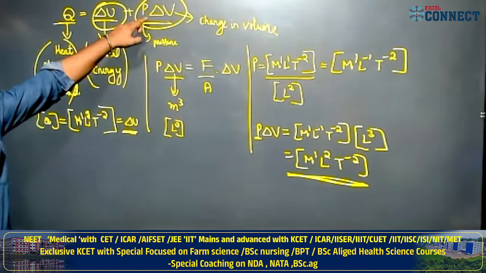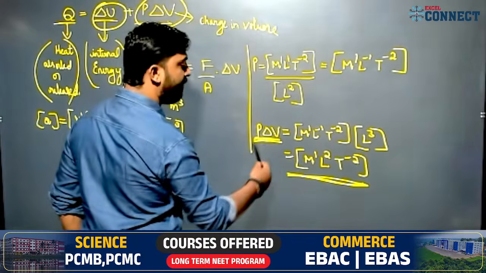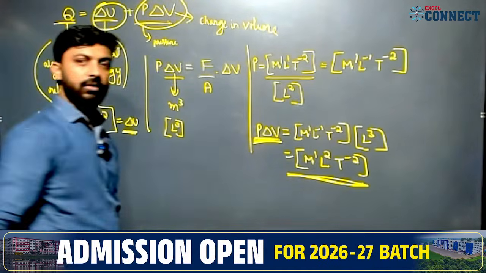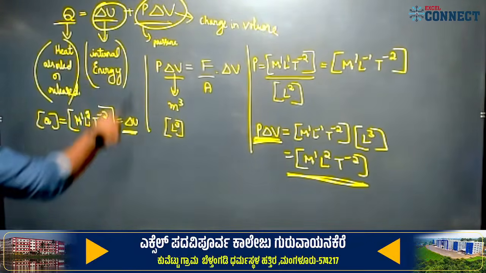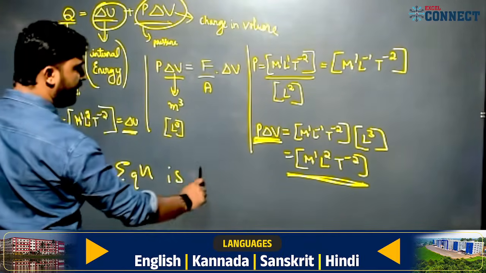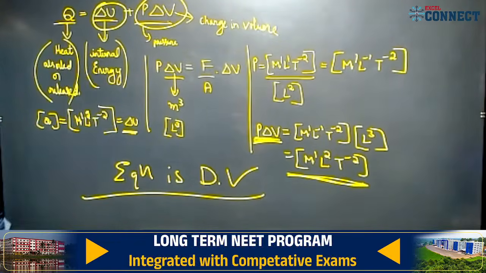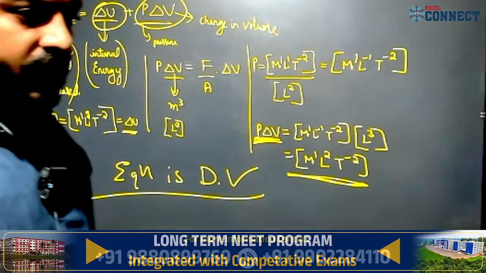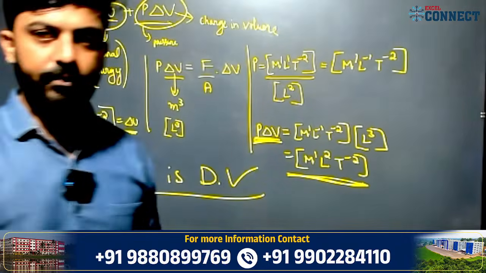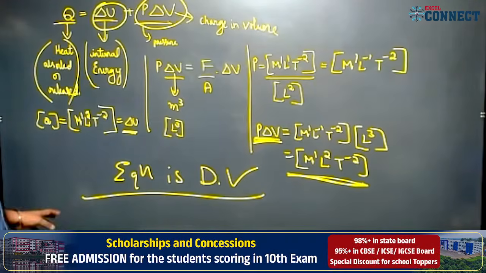Okay, what is the dimension of P delta V? We have found here, the dimension of P delta V is M1 L2 T-2. So the dimensions are the same. Then is this equation correct? So the equation is dimensionally correct. Okay, the given equation is dimensionally correct. I hope you got this.